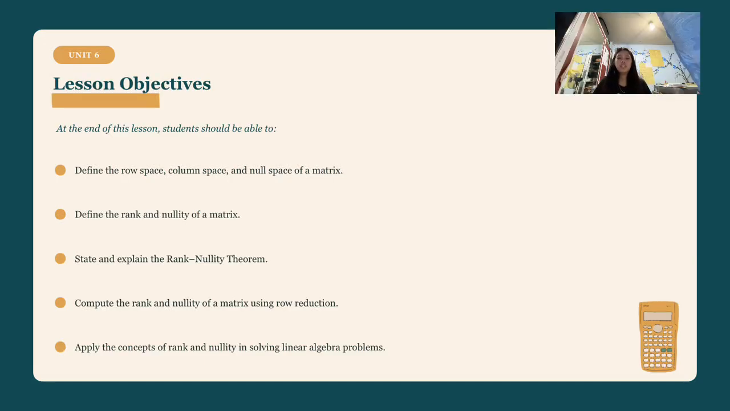Before we begin, let us first look at our learning objectives. At the end of this lesson, you should be able to, first, define the row space, column space, and null space of a matrix. Second, define the rank and nullity of a matrix. Third, state and explain the rank nullity theorem. Fourth, compute the rank and nullity using row reduction. And lastly, apply this concept to solve problems involving matrices.